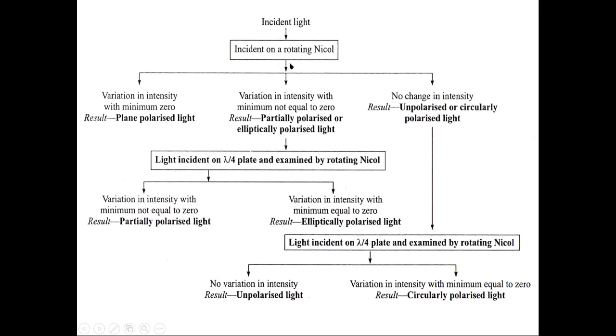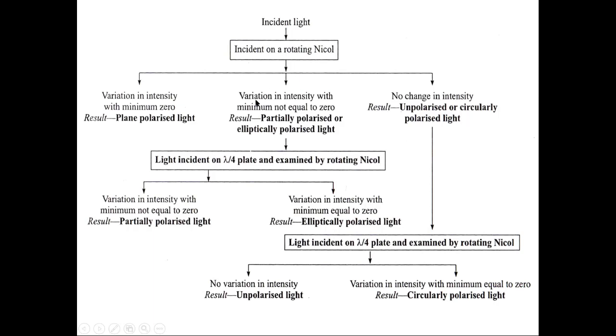It is also possible that the variation in intensity is shown, but the minimum is not equal to 0. It is possible if the incident light is either elliptically polarized or partially polarized. The third case is possible when there is no change in intensity, and in this case there is a possibility of the incident light being unpolarized or circularly polarized.